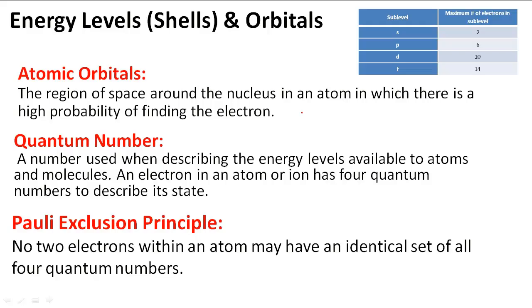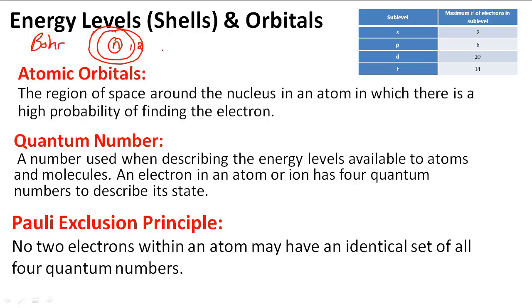Energy levels or shells, and orbitals. Niels Bohr came up with a model of an atom that has the nucleus in the center, and orbiting the nucleus are electrons that go in specific orbits, and he described them as energy levels or shells. So the one closest to the nucleus here would be 1, then the one after it would be 2, and so on and so on.